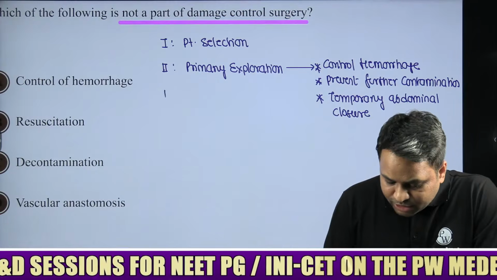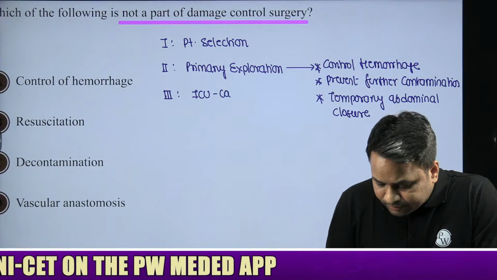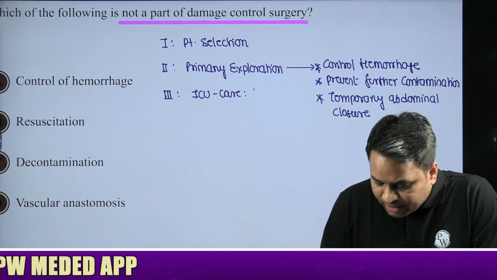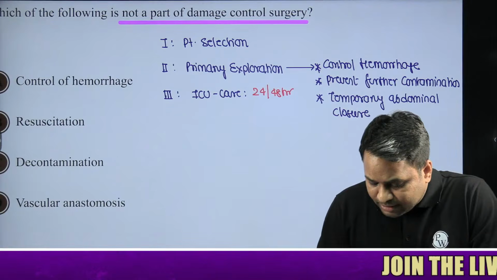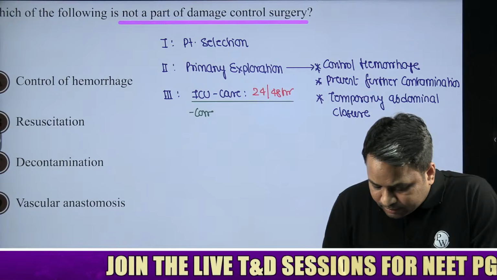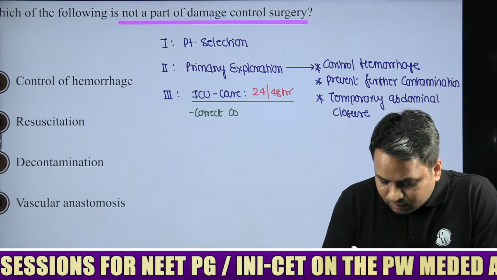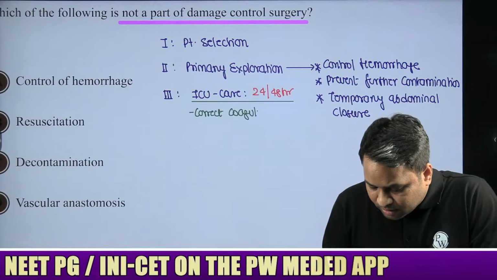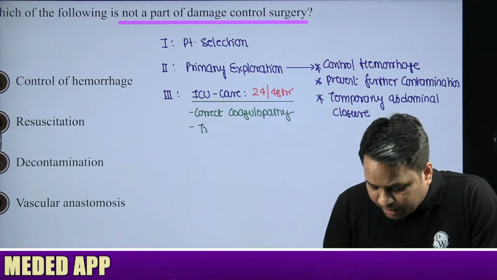Then you go to stage 3. Stage 3 is your ICU care. That is going to be for 24 to 48 hours. In ICU care, what do you do? Correct coagulopathy, and treat hypothermia.